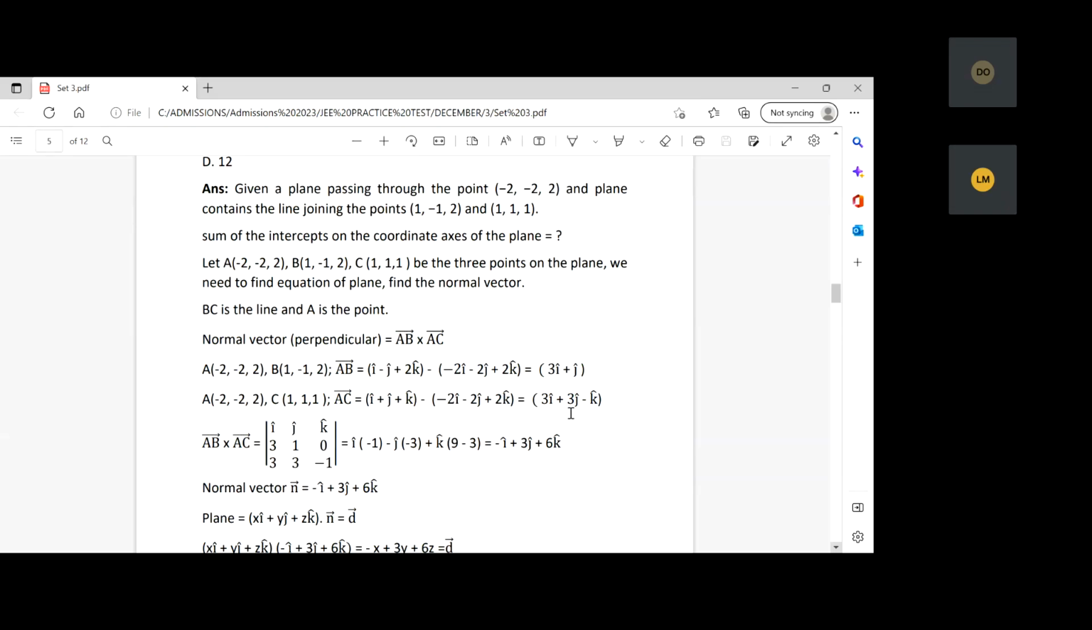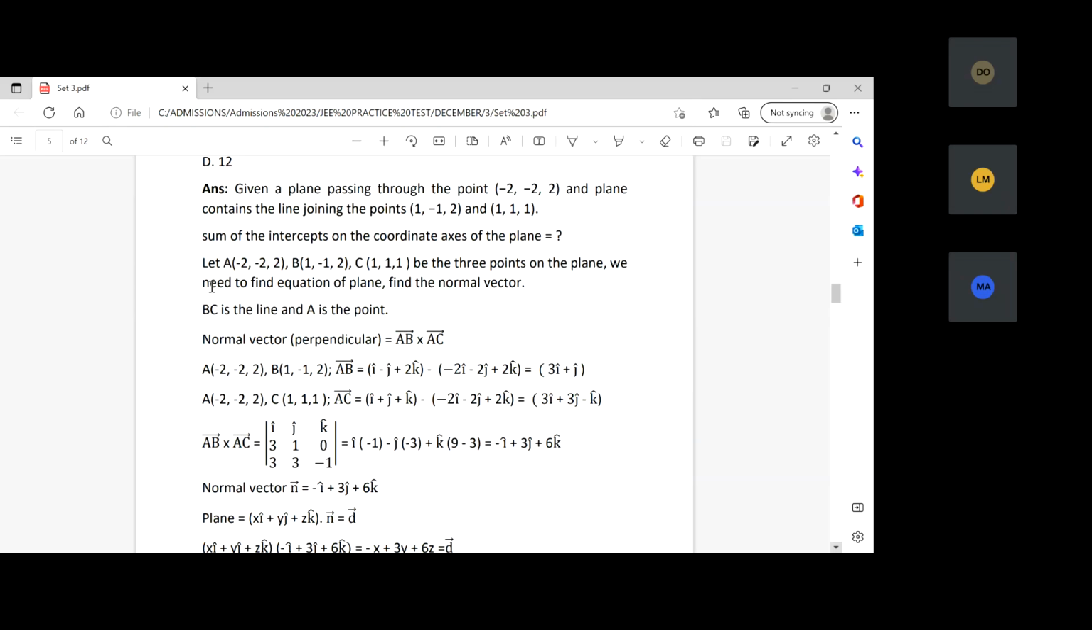This will be something like this: a plane, a point and a line. You can join these points and then you can find out the normal vector. So what will be the normal vector? We have assumed BC is the line and A is the point. It will be AB cross AC. So I'll be able to find the vector AB and vector AC. What will this value be? This is i minus j plus 2k. This is minus 2i minus 2j plus 2k. So you just solve it and you'll have AB as 3i plus j. The second one is this and this.